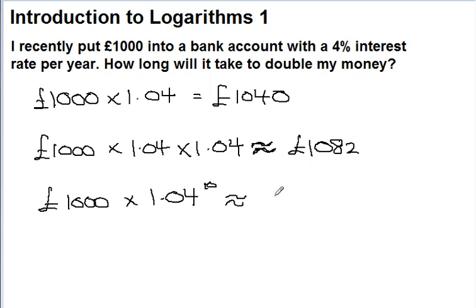At the end of the 10th year, it would be £1,000 multiplied by 1.04 to the power 10, and that would be approximately equal to £1,480. Okay? So as you can see here, I'm just guessing. I'm using a calculator, and I'm guessing how many years it's going to take for the amount in my account to reach £2,000. And by the looks of it, it's going to take maybe about 19, 20 years for this to happen. But I'm just estimating, and I'd like a slightly nicer, slightly more exact way to do this.